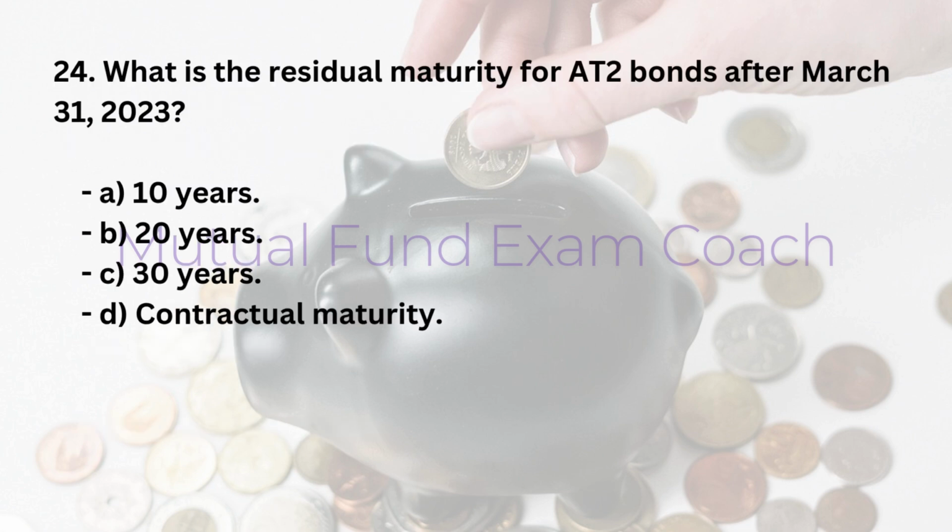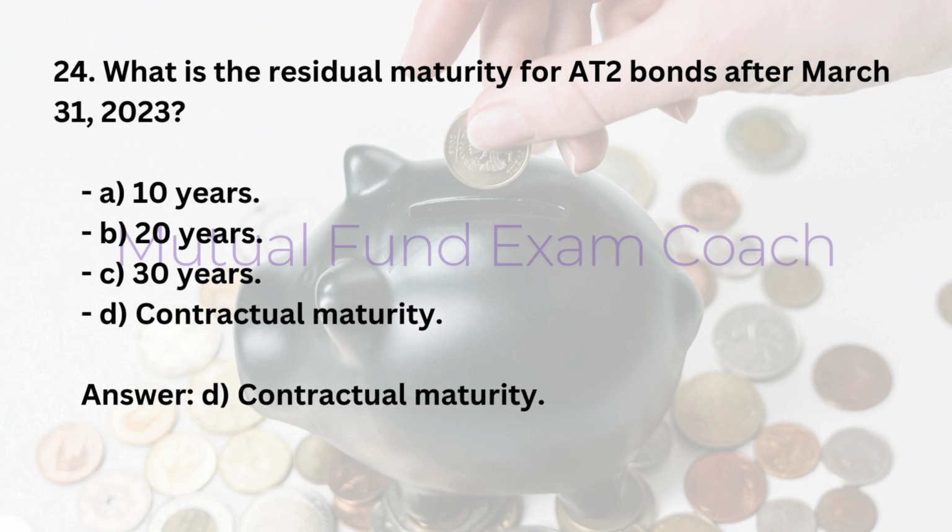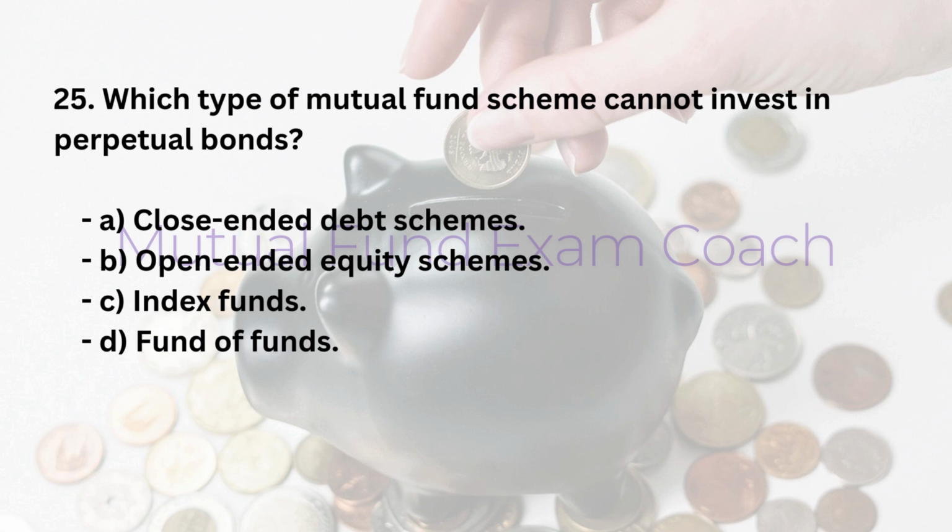24. What is the residual maturity for AT2 bonds after March 31, 2023? A. 10 years. B. 20 years. C. 30 years. D. Contractual maturity. Answer: D. Contractual maturity.